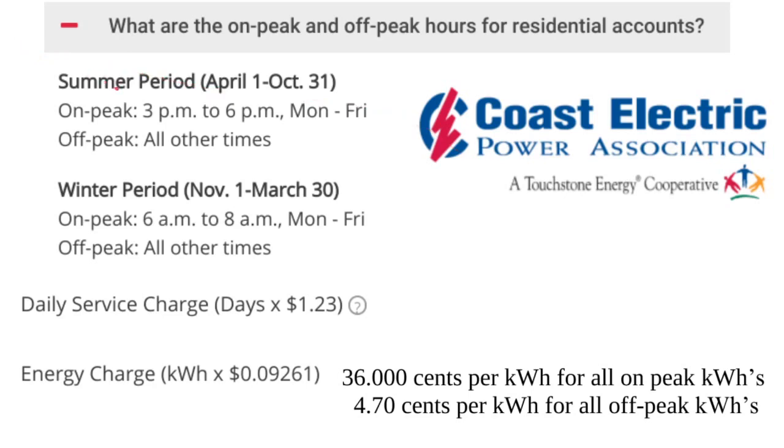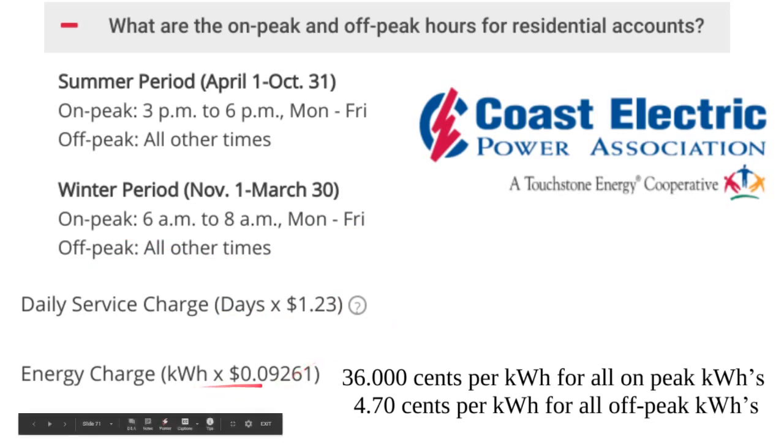In the summertime, between 3 p.m. and 6 p.m., Monday through Friday, I have this peak rate and off peak all other times. And in the winter, instead of being a 3 hour period, it's only a 2 hour period. Again, weekdays only, off peak other times. The meter fee for time of day metering or regular with this co-op is the same either way.